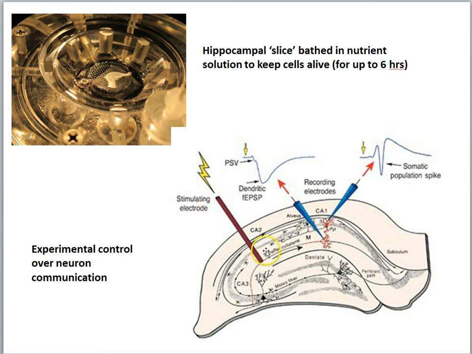So you could gain control over the nature of neuron communication within the hippocampus. You could have stimulating electrodes that would stimulate axons to generate action potentials, and you could have recording electrodes either in the population of target cells or recording the electrical activity of one target cell only. So this experimental arrangement led to some fundamental breakthroughs in our understanding of synaptic plasticity.